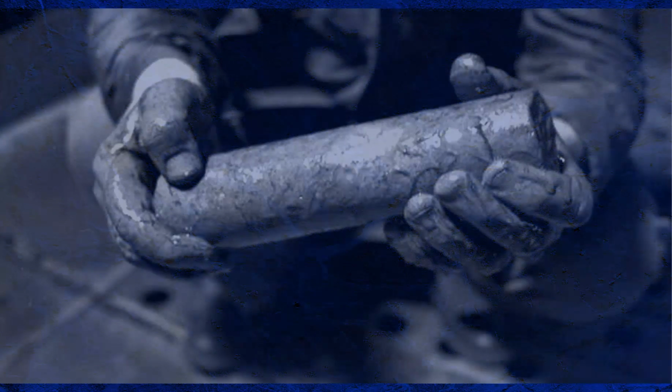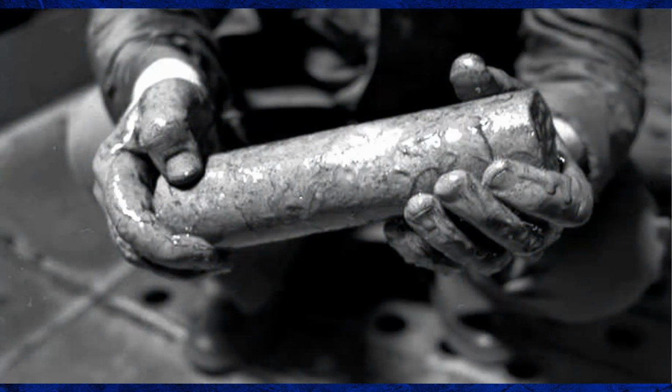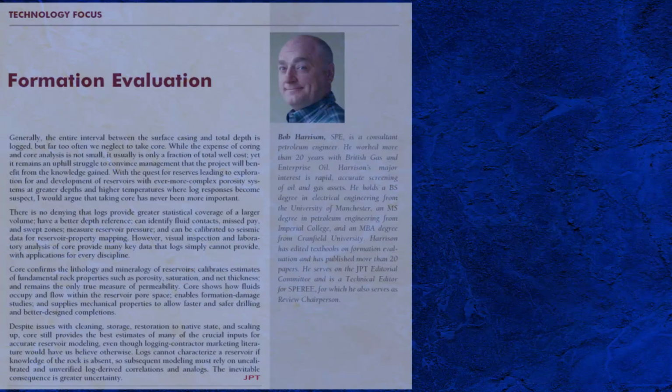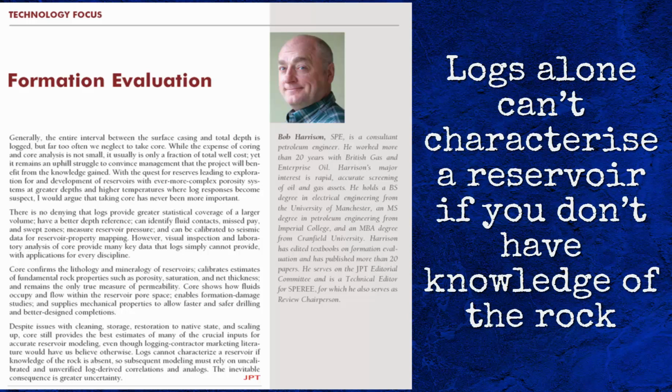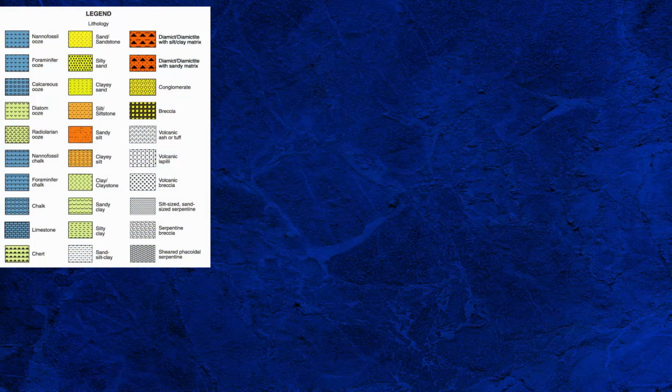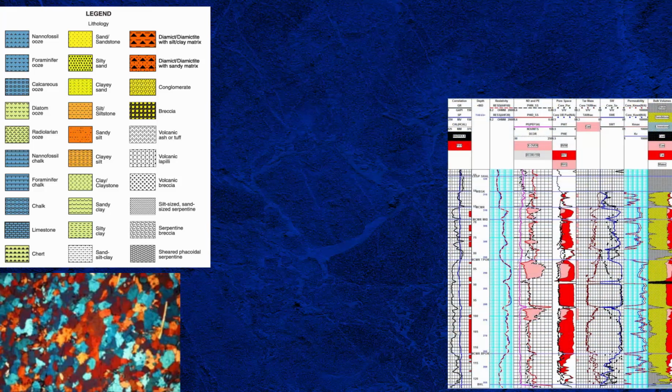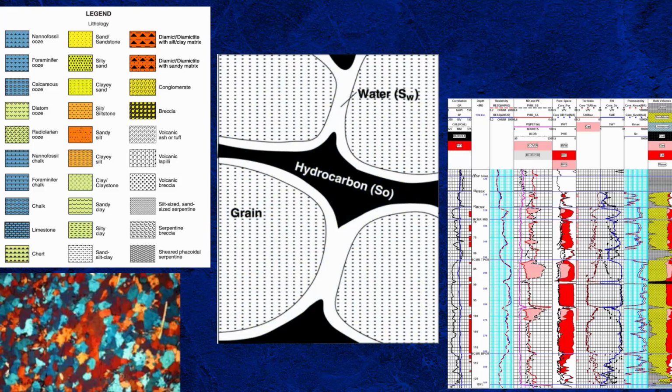So, we assume that core is the ground truth, but we have to consider the uncertainties in the data. And this is an article from Bob Harrison, who's a consultant petroleum engineer, written in 2009, where he said that logs alone can't characterise a reservoir if you don't have knowledge of the rock. Core allows you to confirm the lithology, the mineralogy. We can calibrate our logs with fundamental measured rock properties. It shows how fluids occupy and flow in a pore space. And we also use core for rock mechanics tests, formation damage tests, for completion design and improving the drilling process.